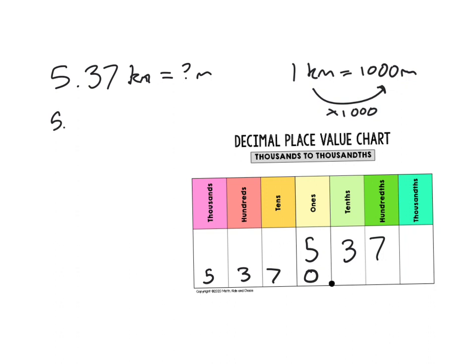So 5.37 kilometres is 5,370 metres, not centimetres, metres. If you think 5 kilometres is going to be 5,000 metres, so 5.37 kilometres is going to be 5,000 and something.